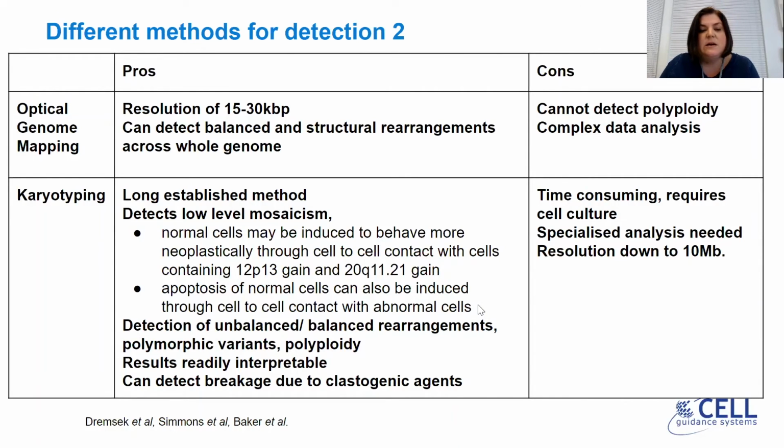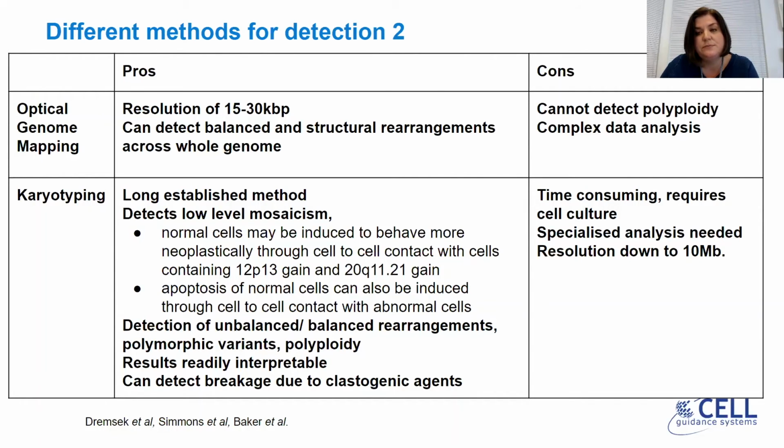So because karyotyping looks at all of the chromosomes and the entire genome, it can detect unbalanced and balanced rearrangements. It can detect polymorphic variants that occur throughout the human population, and it can also detect polyploidy. Also, karyotyping does allow us to see random breakage that can occur in chromosomes due to clastogenic agents within the cell cultures.